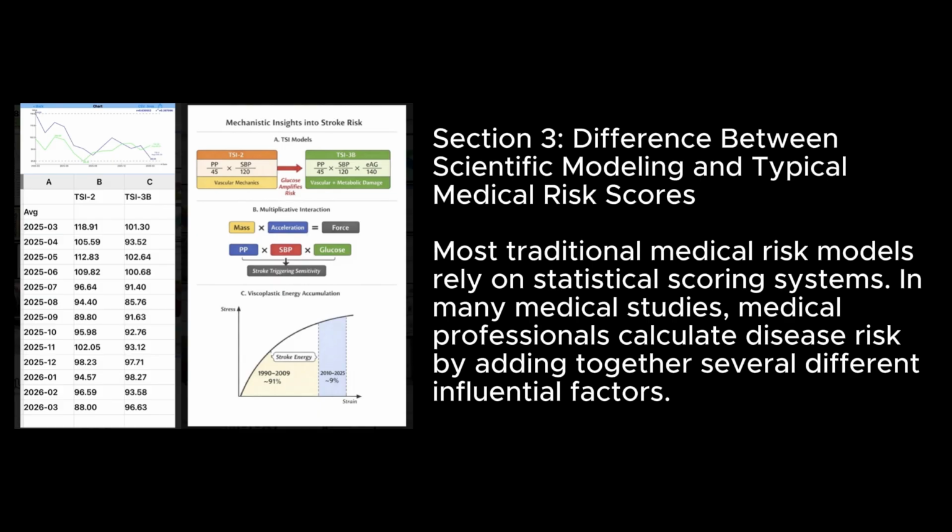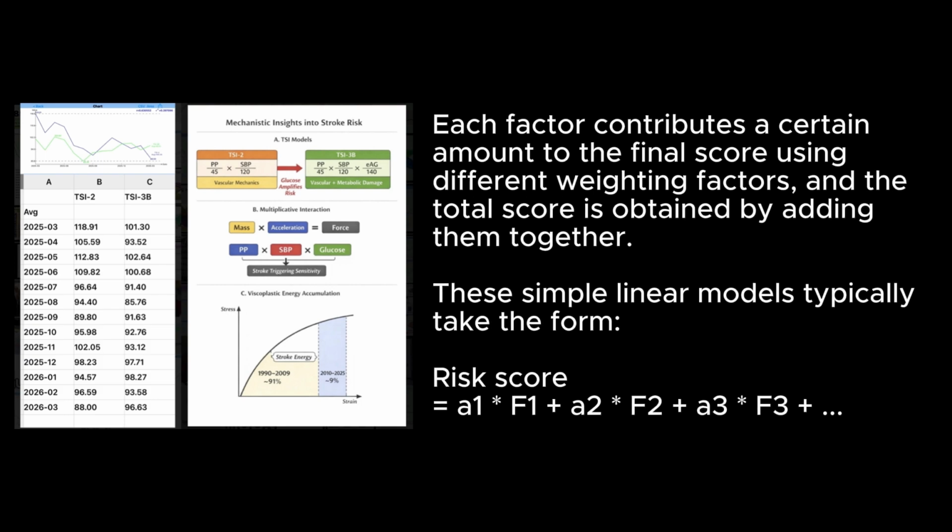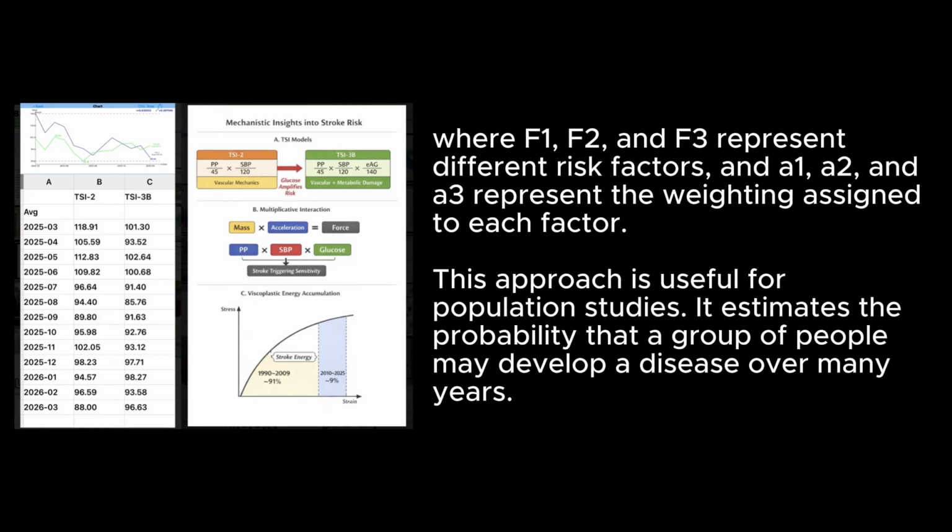Section 3. Difference between scientific modeling and typical medical risk scores. Most traditional medical risk models rely on statistical scoring systems. In many medical studies, medical professionals calculate disease risk by adding together several different influential factors. Each factor contributes a certain amount to the final score using different weighting factors, and the total score is obtained by adding them together. These simple linear models typically take the form: risk score equals A1 * F1 plus A2 * F2 plus A3 * F3 plus, where F1, F2, and F3 represent different risk factors, and A1, A2, and A3 represent the weighting assigned to each factor.